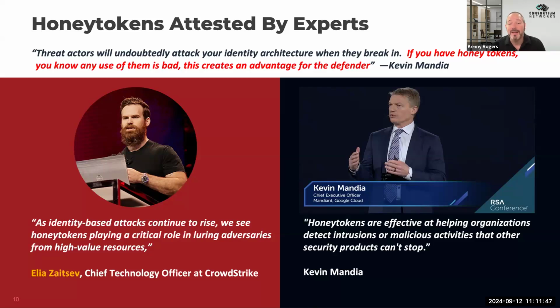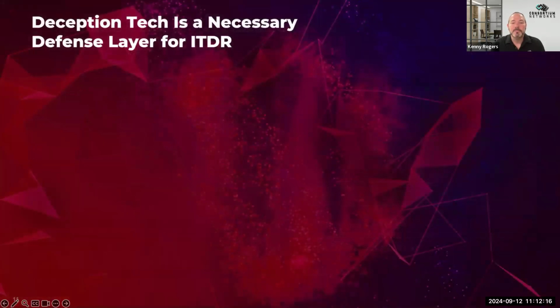Eli at CrowdStrike said that honey tokens play a critical role in luring adversaries from high value resources. I know myself, when I worked at the SOC, we immediately knew when a token triggered that someone was somewhere they weren't supposed to be. Whether this was an external or internal threat, I equated this to the silent alarm at a bank. The robber doesn't see the silent alarm activated, but they see the responders, aka cops, mitigating the risk, normally with guns blazing. With that, I'll pass it over to Cyril.